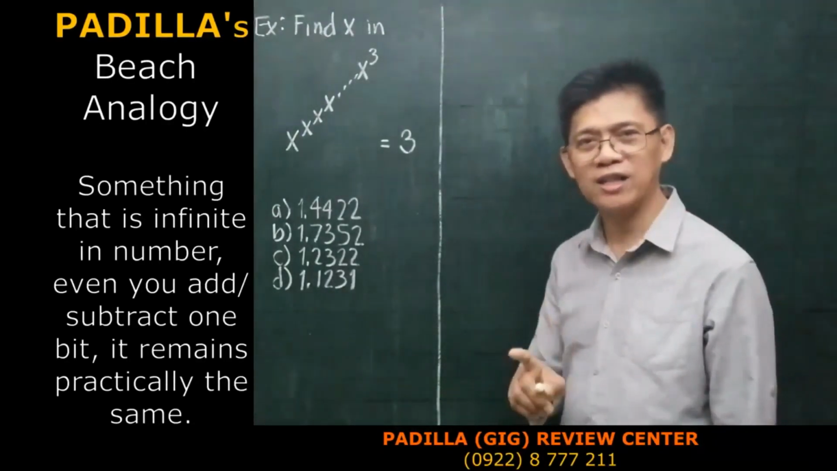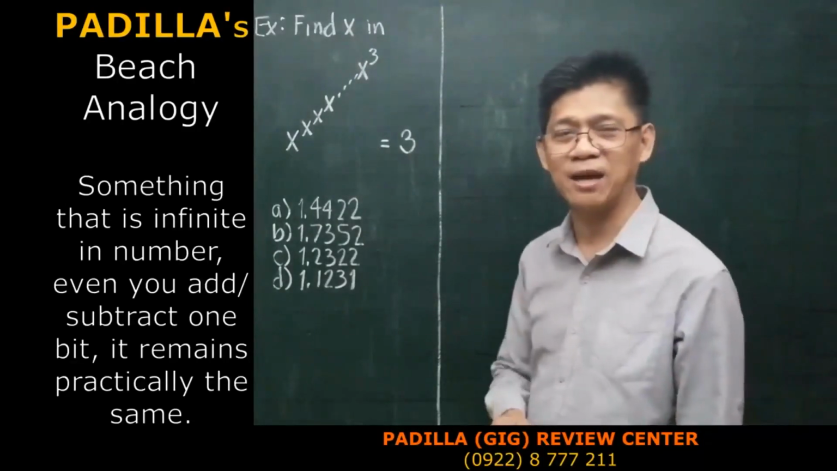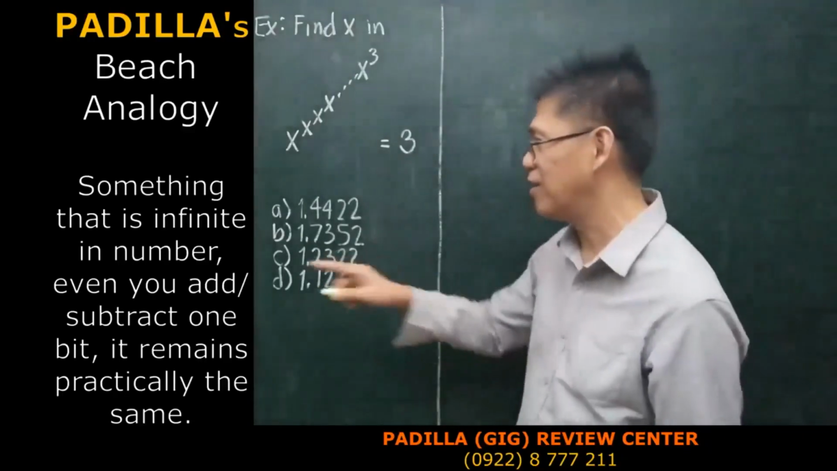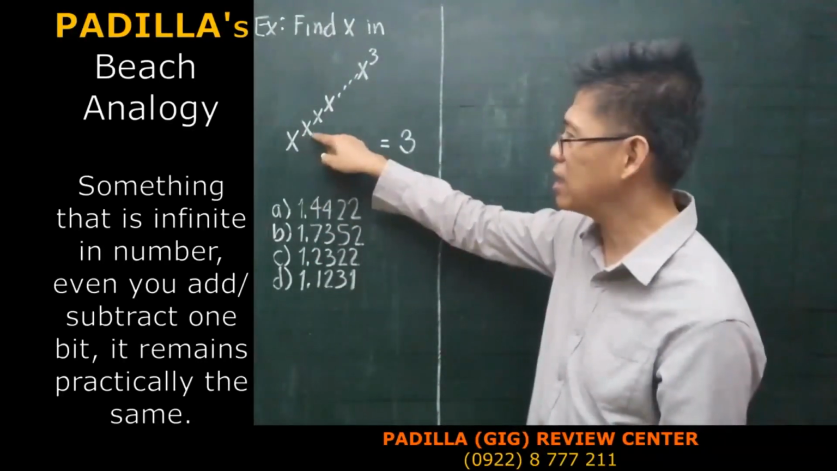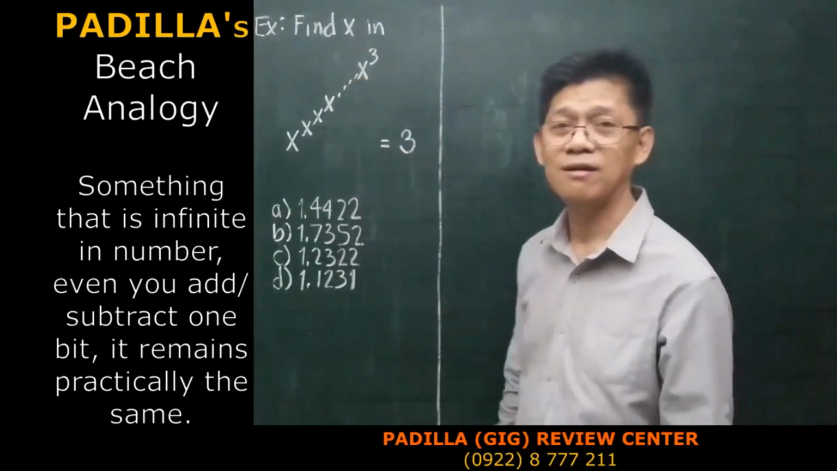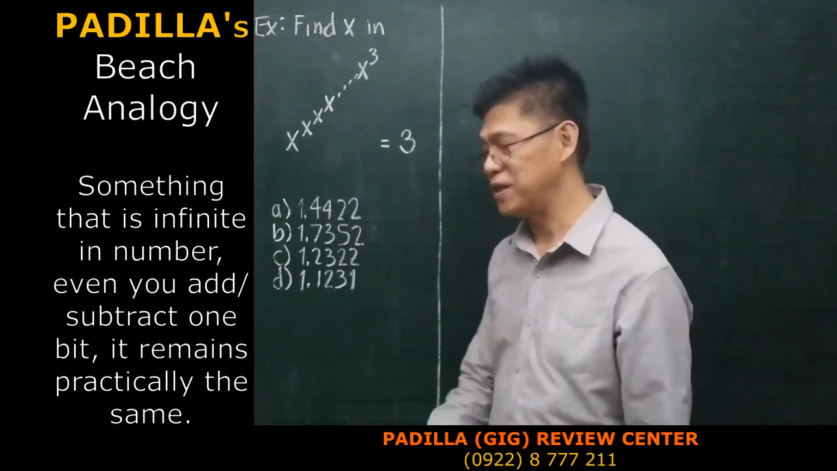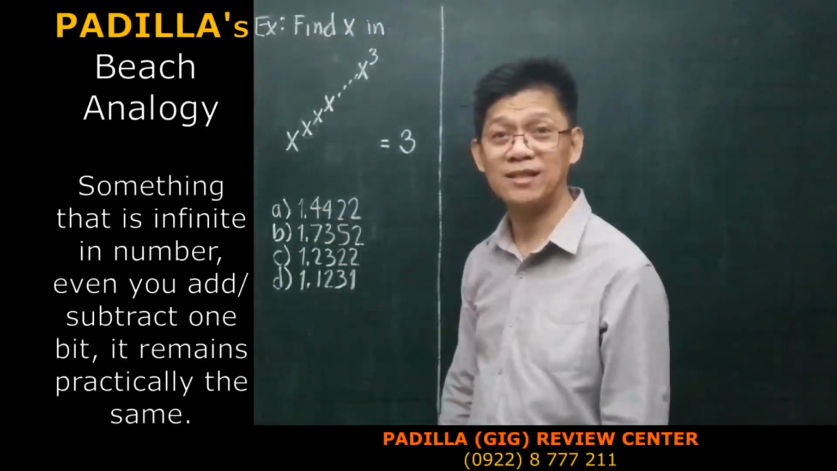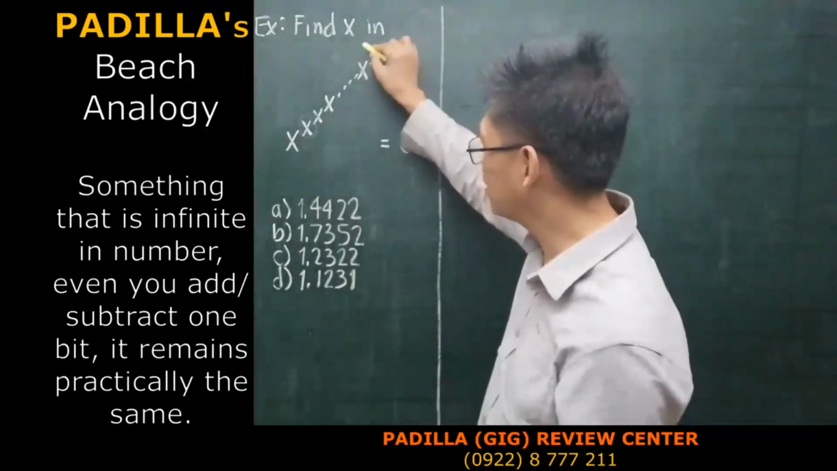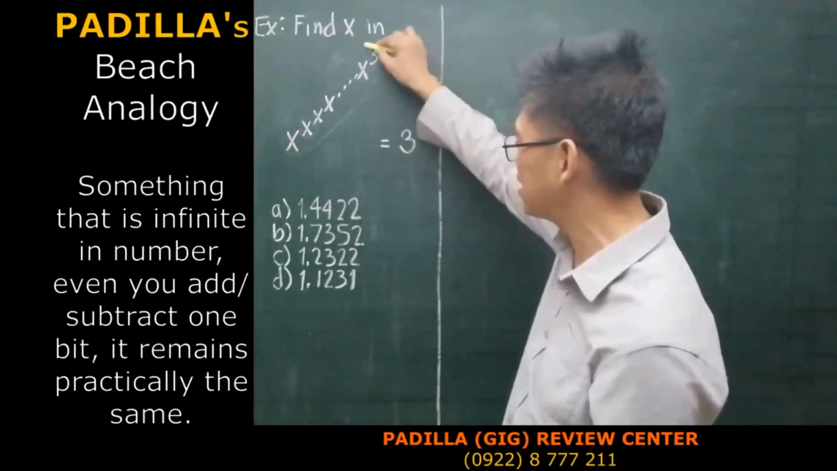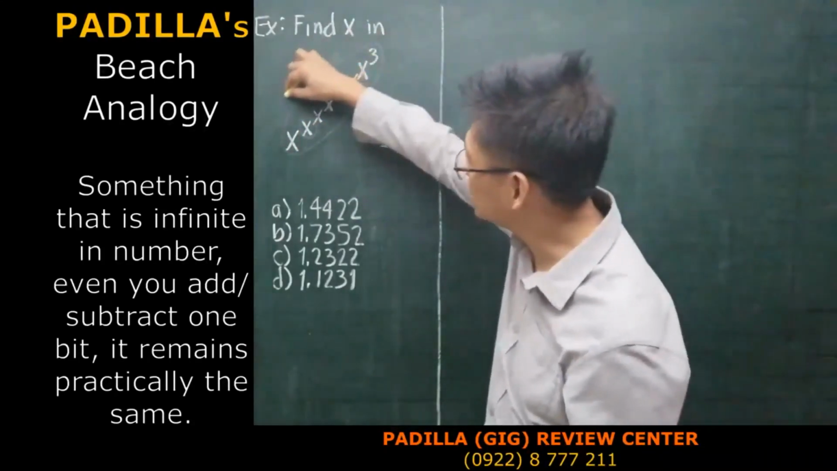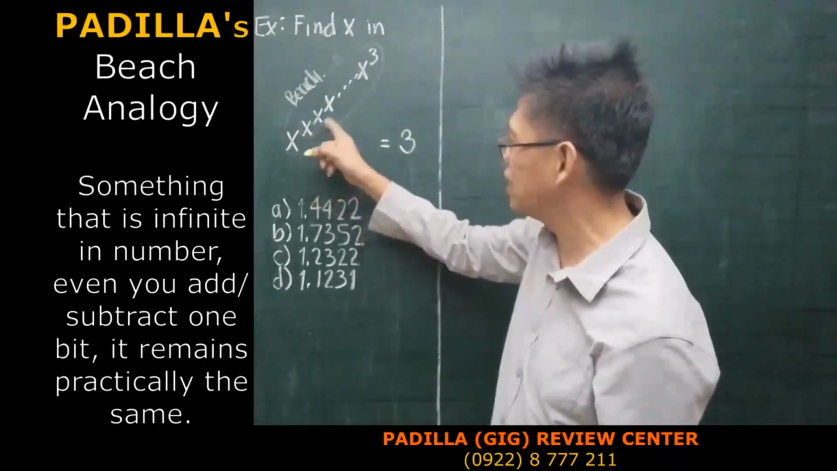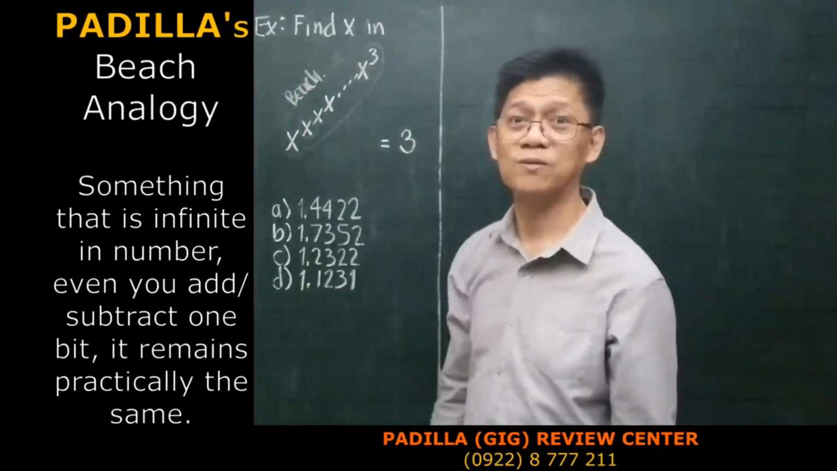Ganito. You identify first which item and process is infinite. Yung nauulit, walang katapusan. Ito. X raised to. There are infinite x's here. So what I'm going to do is this. Each x represents a grain of sand. You gather together all the grains of sand, isama na natin yung 3. This is your beach. It contains infinite x's raised to.